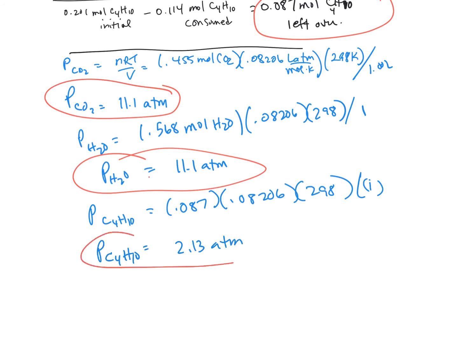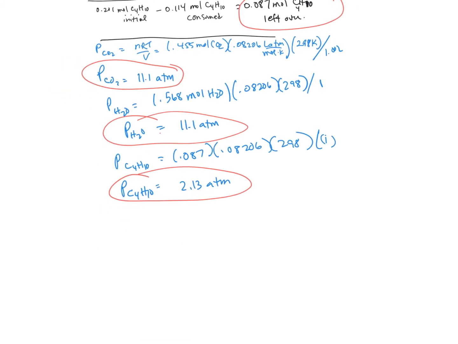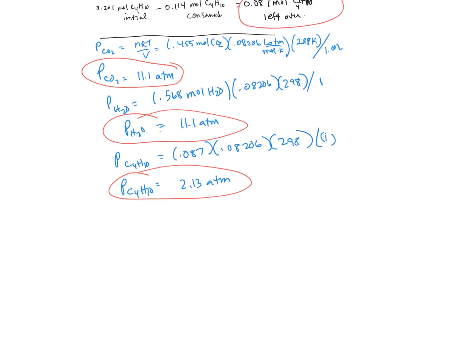I was starting to say before that we could have added the moles together, this plus this plus this, and then multiplied it times all the rest of this stuff rather than calculating each partial pressure. But the way the question was worded, it wanted the partial pressures. But if you just wanted the total, you could use that other plan. So now you're going to add them up.